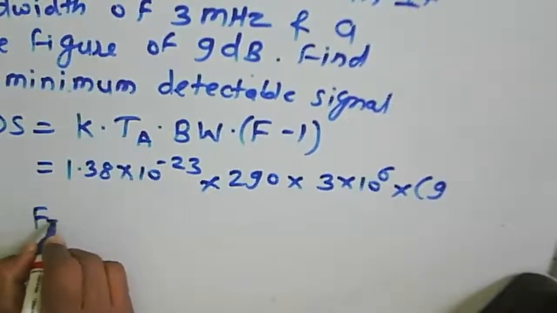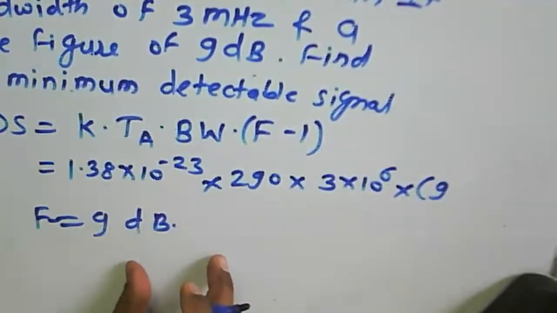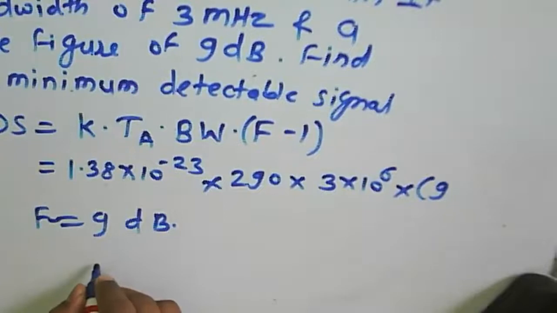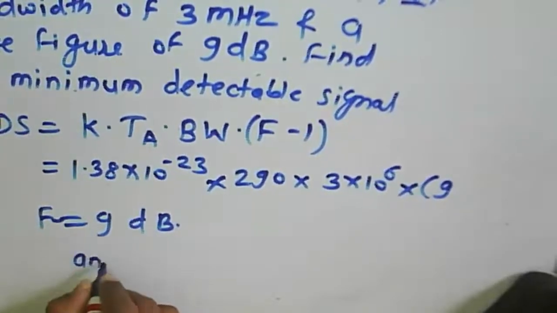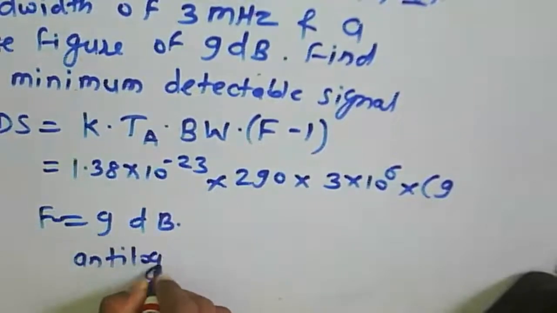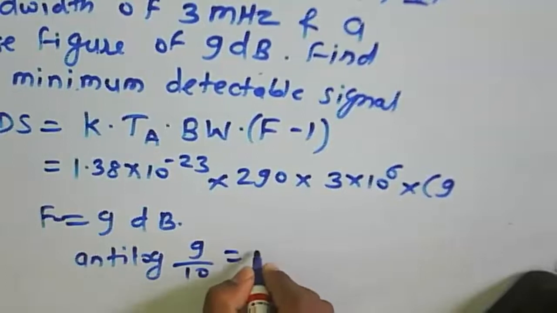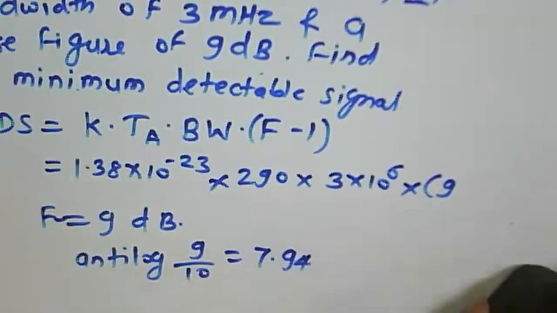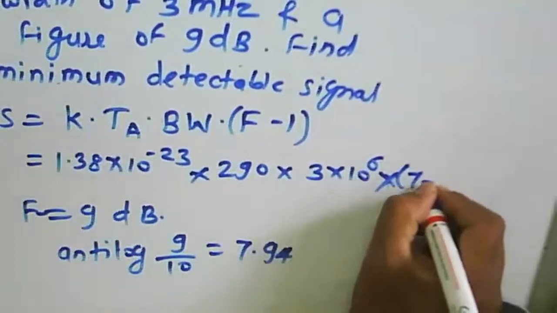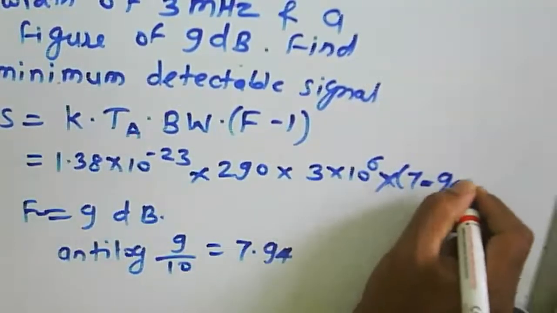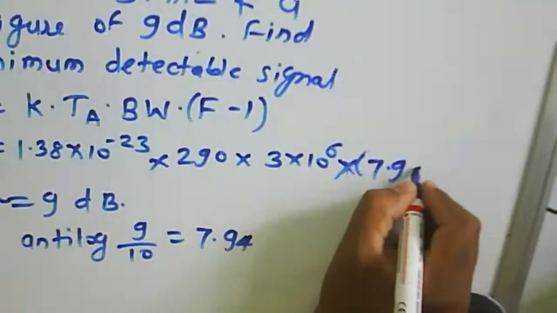So F is equal to what? It is 9 dB, so it is to be converted into the form of a number. So we are supposed to take the anti-log of 9 by 10. That will give us 7.94. So here we can write 7.94 minus 1.